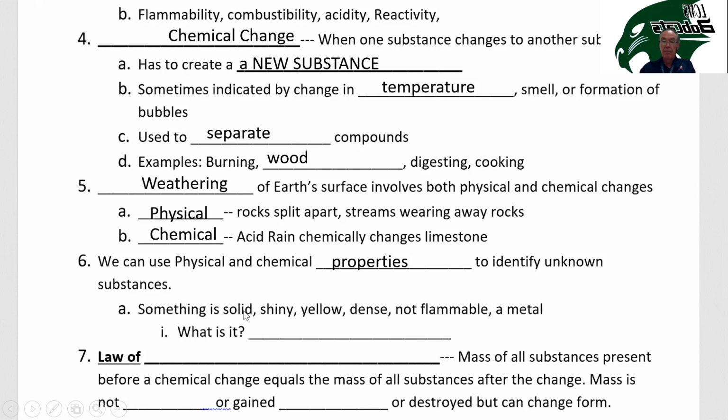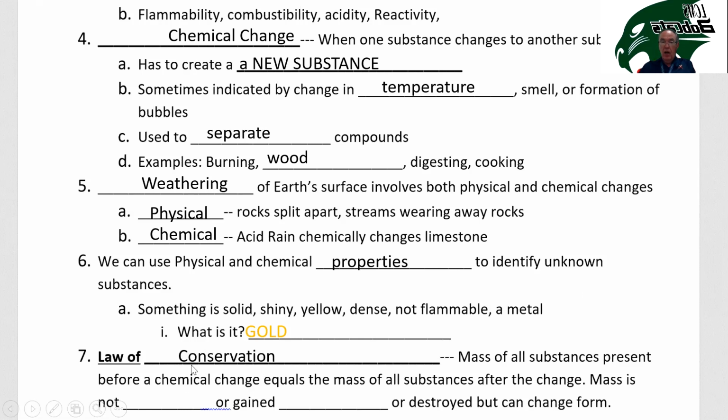Okay, so there's this example. It's solid, it's shiny, it's yellow, it's dense, it won't burn, and it's a metal. What is it? Well, it's gold. Okay, so we use these properties. Okay, this one's a chemical property. These other ones are physical properties. And whether something goes through a physical change or a chemical change, we don't destroy atoms.